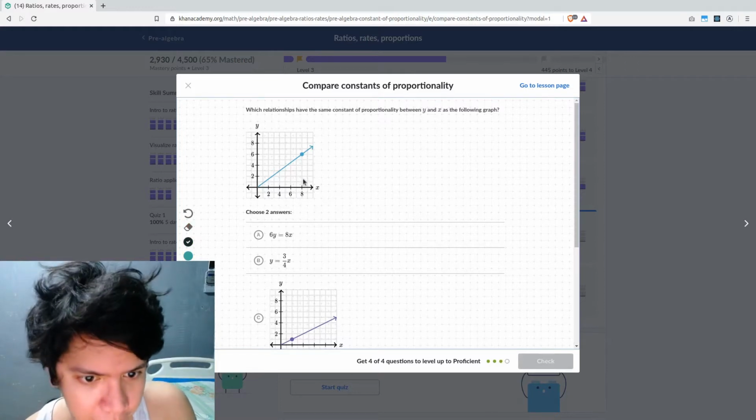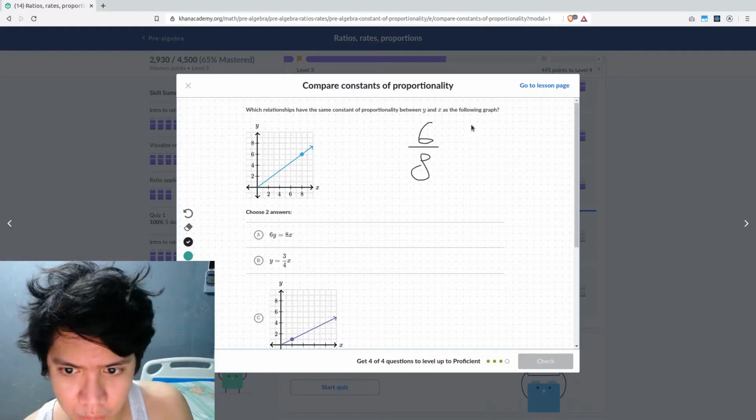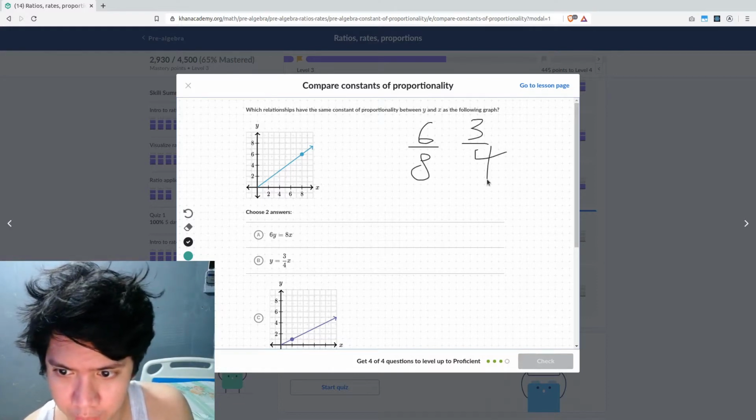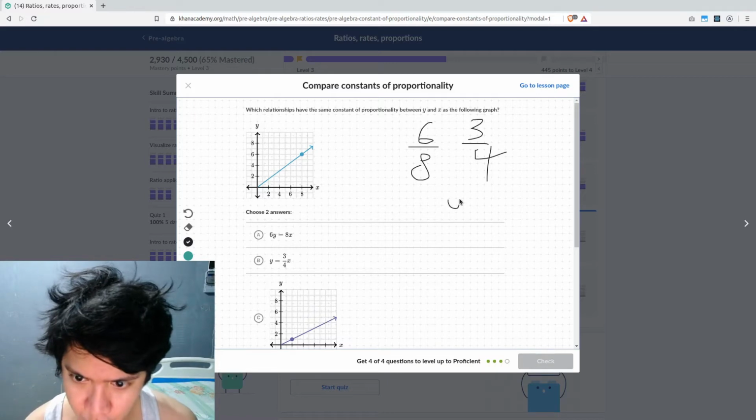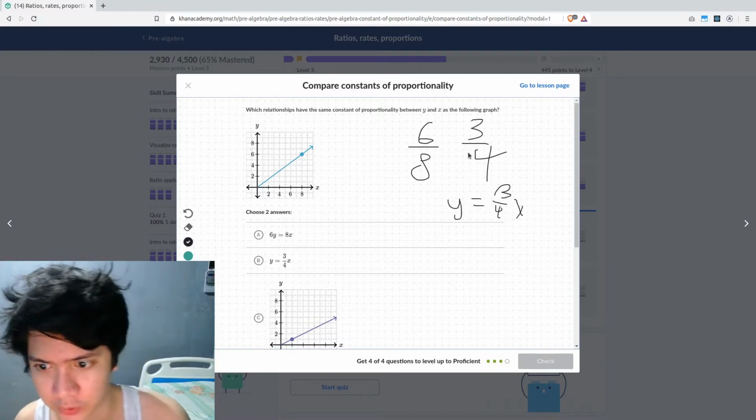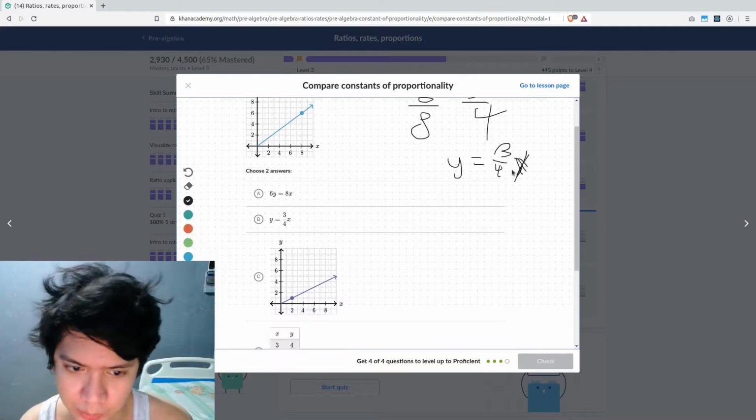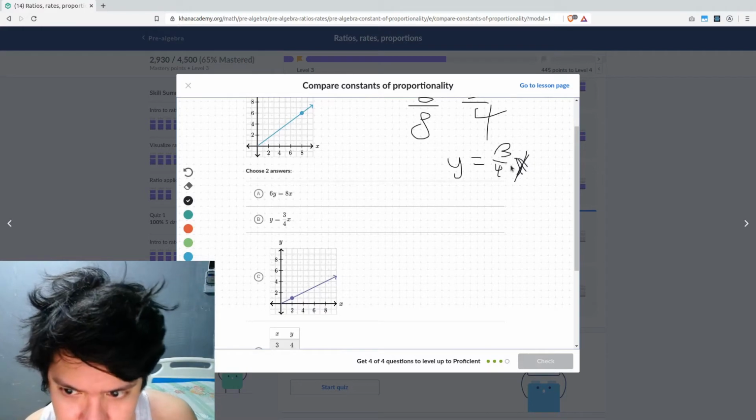Constant of proportionality for this guy is 6/8 or 3/4. So y equals 3/4 x. This is the constant of proportionality for this guy. Right? Okay, I could think of it in this way. This is much better.